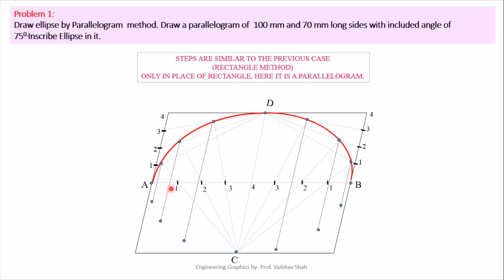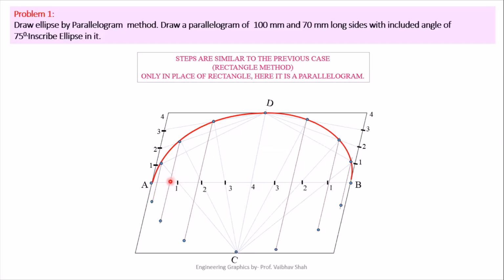After that, take your rounder and put it somewhere on this AB axis. Take the dimension from this point to this point, and after setting this dimension from your axis point to the point of intersection number 1, put your rounder once again here and cut this vertical inclined line somewhere here, so you will have 1 point.